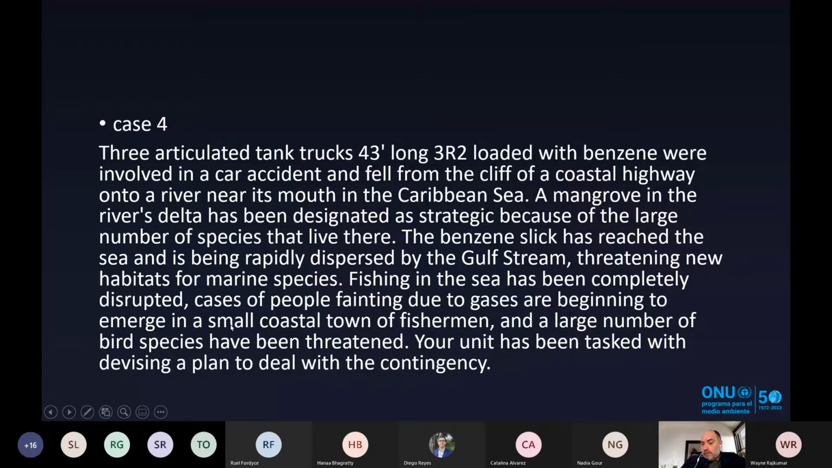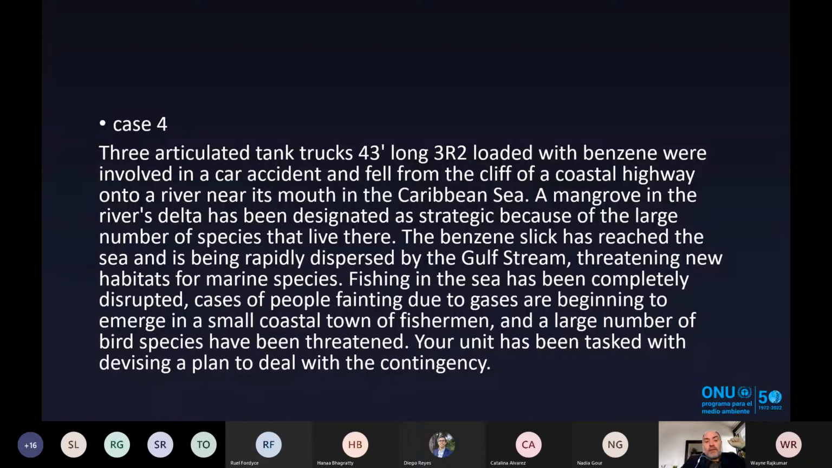I will read it. 3 articulated tank trucks, 43 feet long, loaded with benzene, were involved in a car accident and fell from a cliff of a coastal highway onto a river near its mouth in the Caribbean Sea.